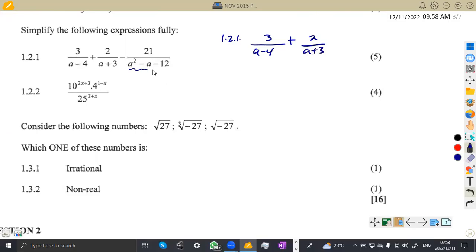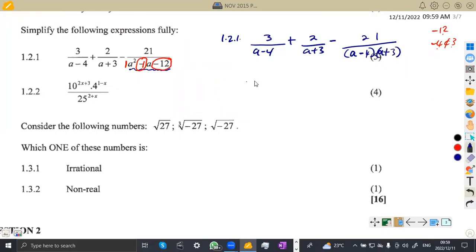Then we have got minus 21 over a squared minus a minus 12, which can be factorized. So we're going to have negative 21 over, since here the coefficient of a squared is 1, we can just have 2 brackets. Then we focus on negative 12. What are the factors of negative 12 that, if you add them, must give you the middle number, which is negative 1? So in this case, we have a and a. All right, so let's try negative 4 and 3. If we multiply this, it's negative 12. If we add, that's negative 1. So you're going to have a minus 4 here and a plus 3.